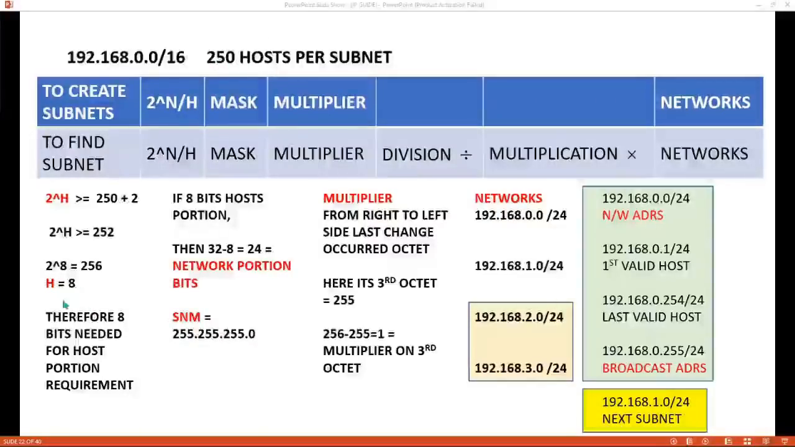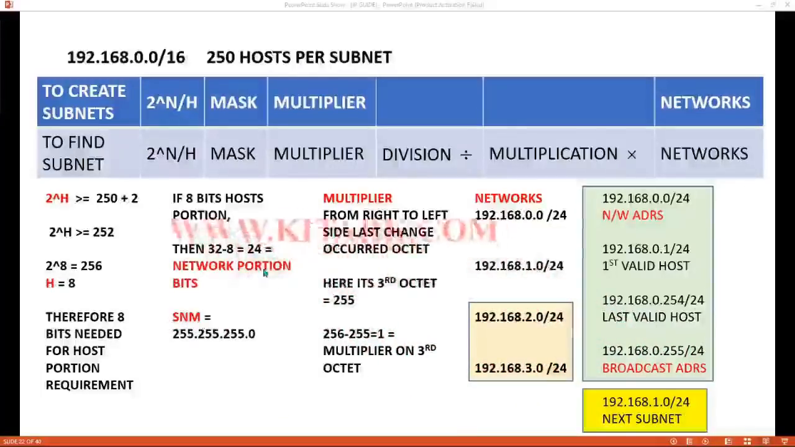For the host portion, if you need 8 bits, what about the network portion? You can simply calculate it by deducting from 32. So 32 minus 8 gives you 24. So your network portion has 24 bits, which means your slash number, the CIDR, is going to be 24.